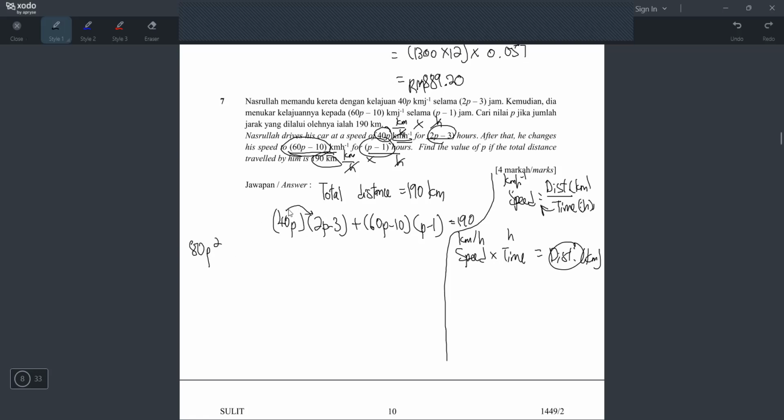Okay, 40 times 2, 8p square. 40p times negative 3. 40 times 3 is 120. And then p, just write it there. And then got negative. Okay, letak je negative.